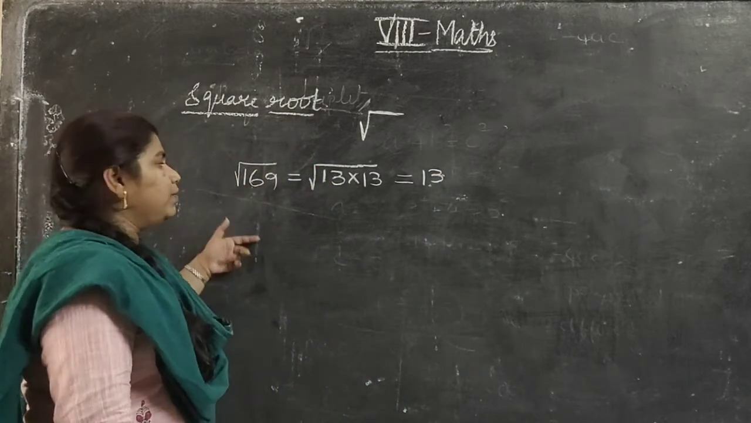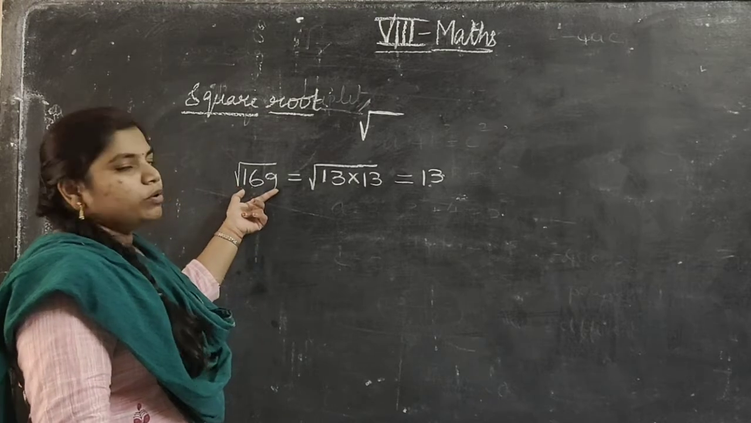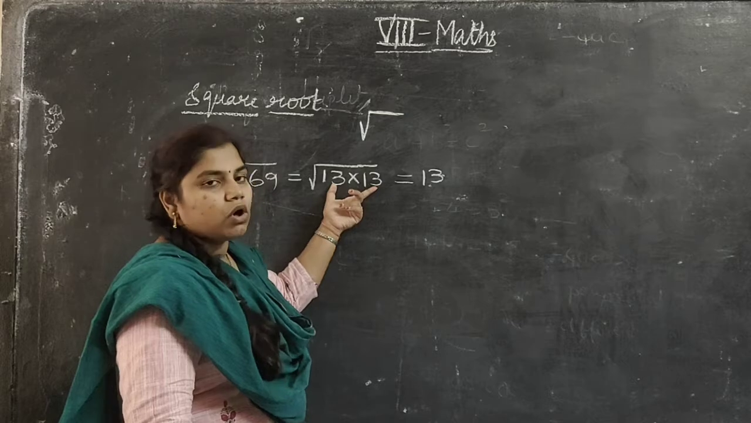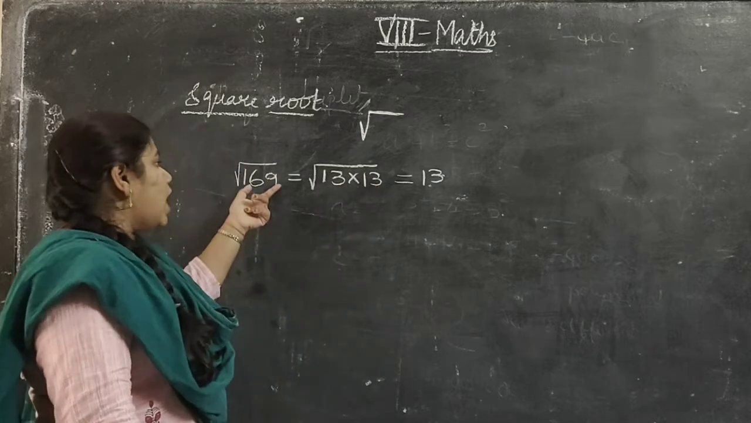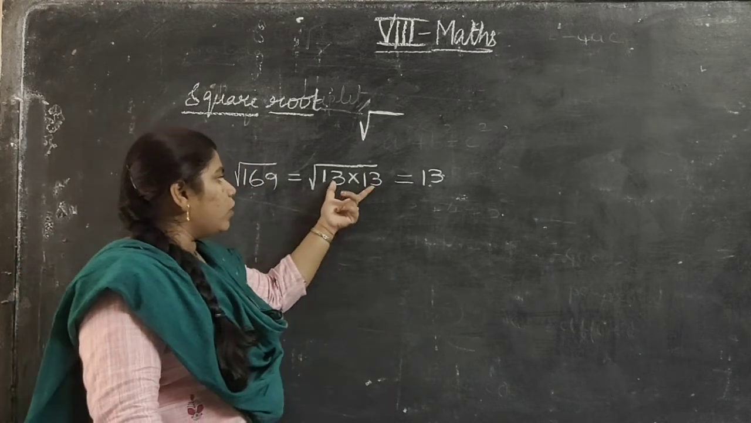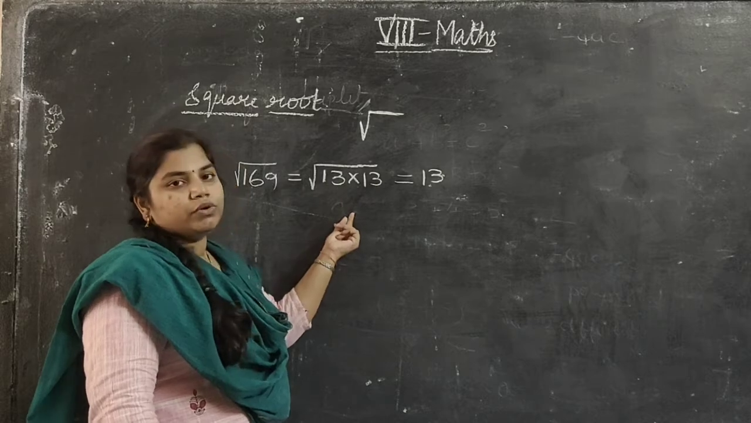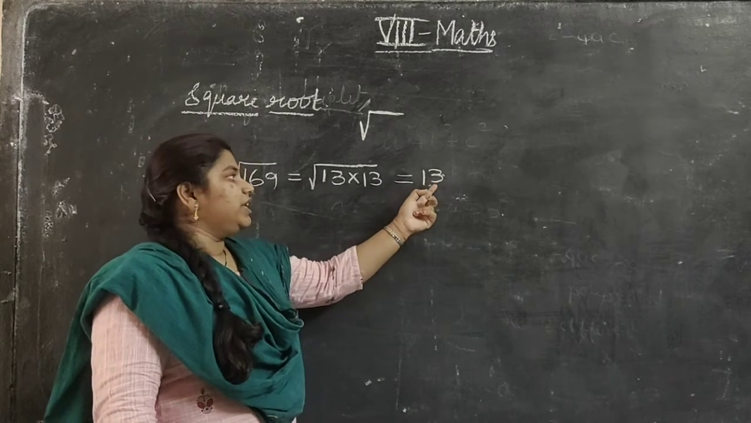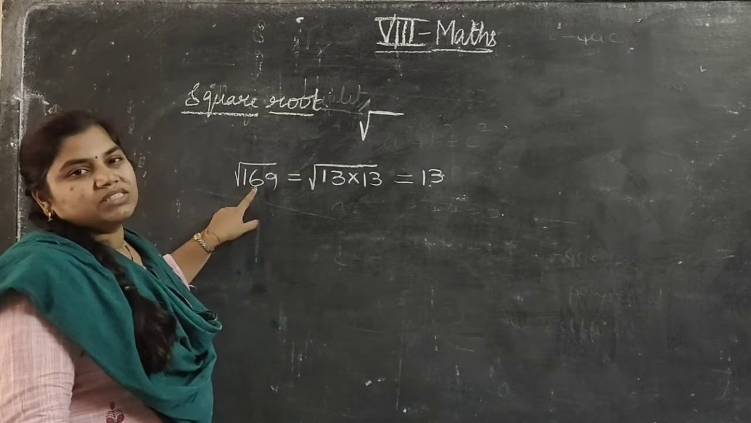So what do you mean by square root? Already we know about perfect squares. A perfect square means the product of two equal factors. To find the square root, we take only one of the two equal factors. What is that one factor? That is 13. So 13 is the square root of 169.